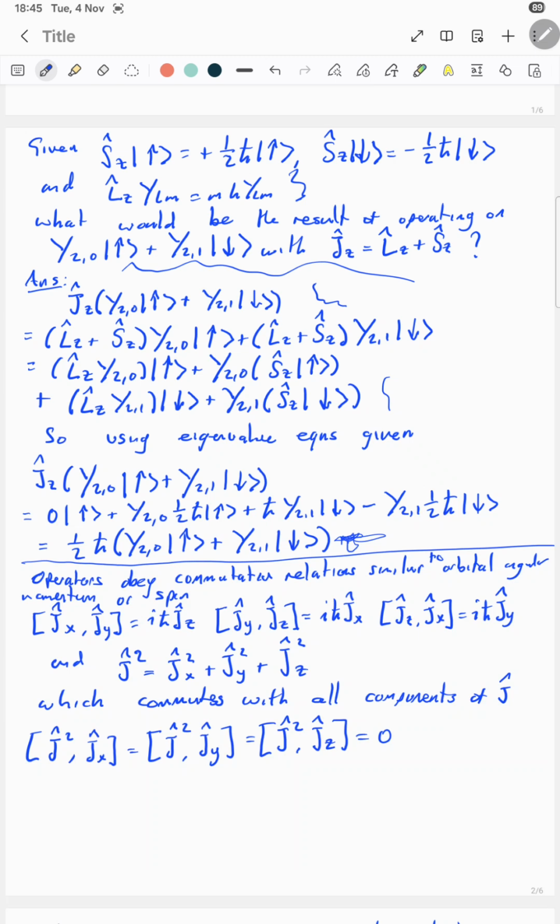And now the operators obey commutation relations similar to orbital angular momentum or spin. So the commutator of J of X and J of Y equals i h bar J of Z, and you can see so on and so on. And J squared equals JX squared plus JY squared plus JZ squared, which commutes with all components of J hat here.